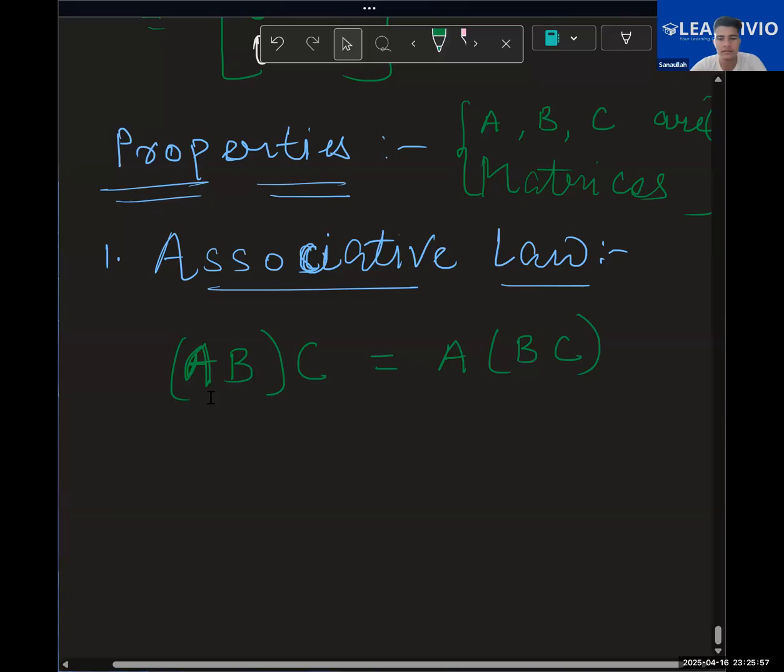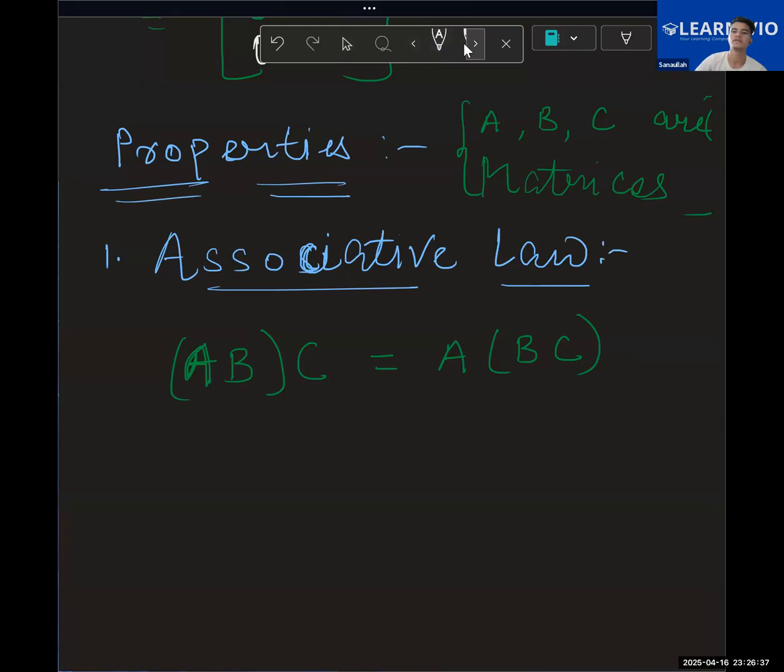Do you understand what this means? What do you mean by AB? That means you have to multiply matrix A with matrix B, and after getting that product, you have to multiply it with the matrix C. You can't multiply C with that matrix. You have to multiply in order. Okay. So you can do this, that this should be equal to A into BC. This is what this is.